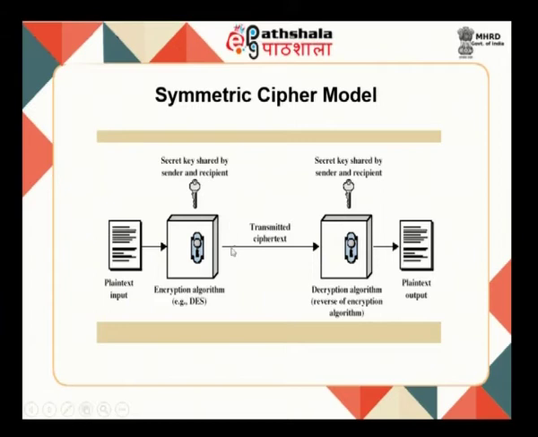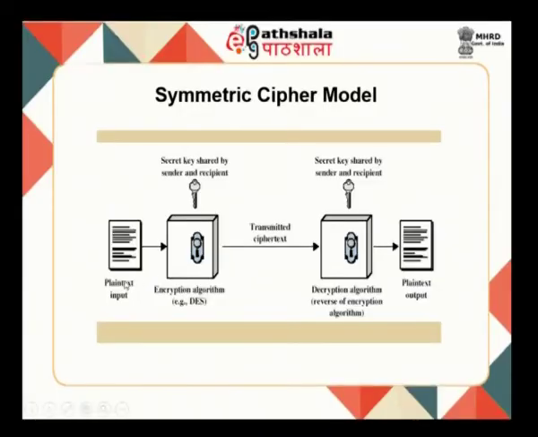So, both are using the same key. An example of this algorithm given here is DES. DES is one of the symmetric cryptographic algorithms. It is the Data Encryption Standard. We are going to discuss that in coming lectures. At present we want to know what a symmetric cipher model is, then only you will be able to understand classical ciphers.